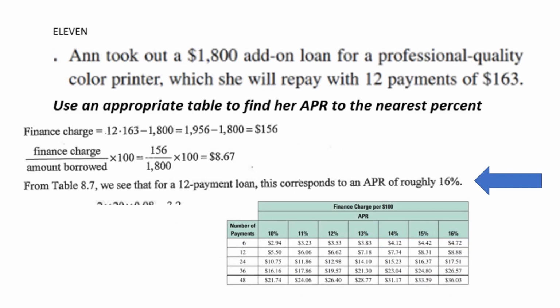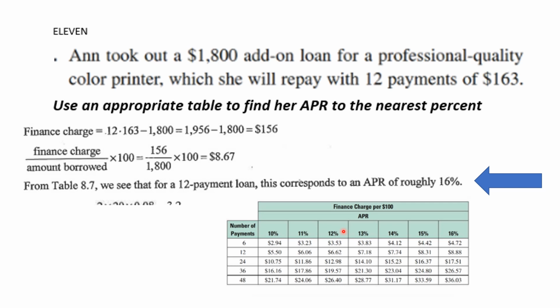Number 11, Ann took out an $1,800 add-on loan for a professional quality color printer, which she will repay with 12 payments of $163. Now what we wanted to do was use an appropriate table, and I gave you this table. This was the only appropriate table I gave you to find her APR to the nearest percent. So let's find out how much she paid in finance charges then.